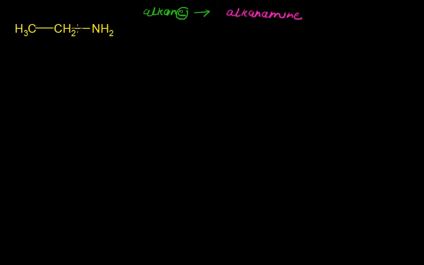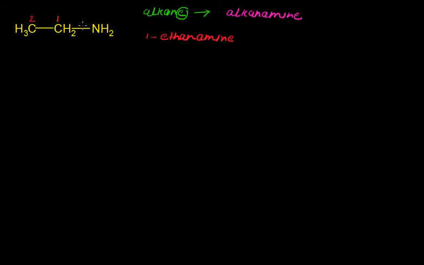While giving the IUPAC name, we have to take precaution that the position of the amino group is indicated by the lowest possible number. So we have to start the numbering like this, so this will become 1 and 2. It means that the carbon atom bearing the amino group should get the number 1, and then we give the numbers 2 and 3 and so on. So here we can write the IUPAC name: this will become ethan-1-amine.